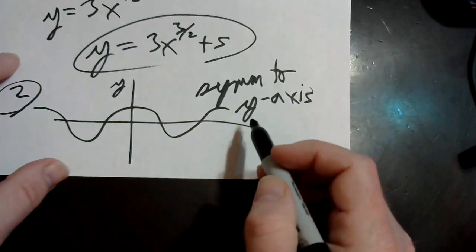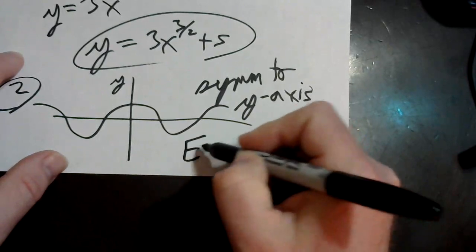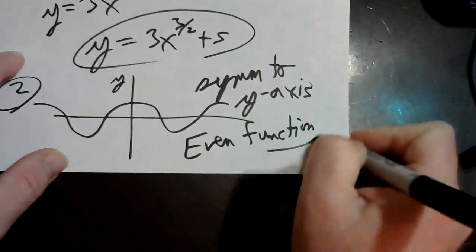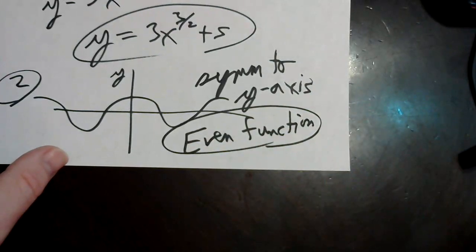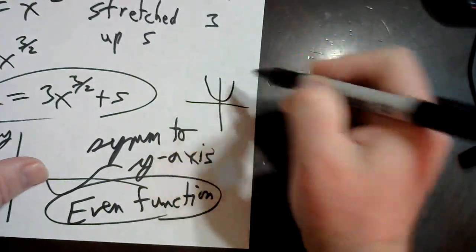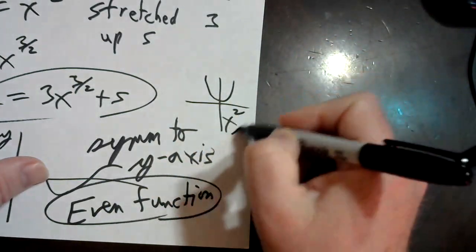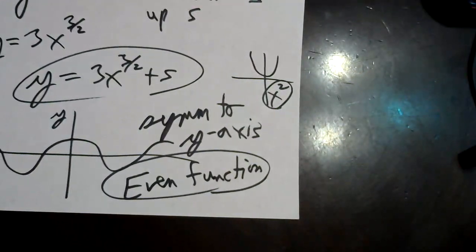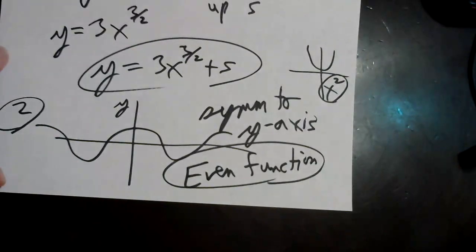And you might remember, if it is symmetric to the y-axis, that is an even function. And it is a function, because it does pass the vertical line test. So it is an even function. Every function that is symmetric to the y-axis is even, just like the basic one, x squared. So remember, that's why we call them even functions, because anytime you raise x to an even power, you get an even function. It is symmetric to the y-axis. All right.